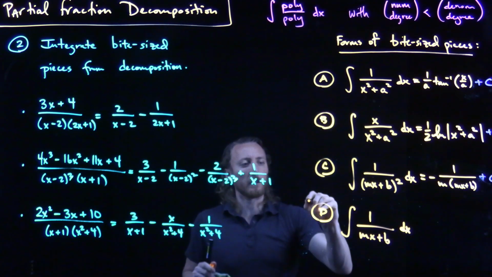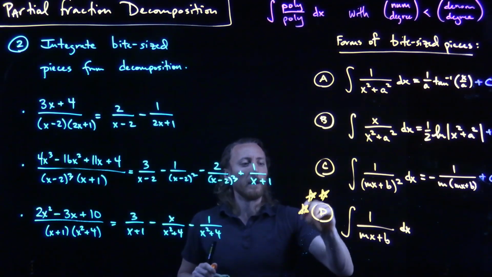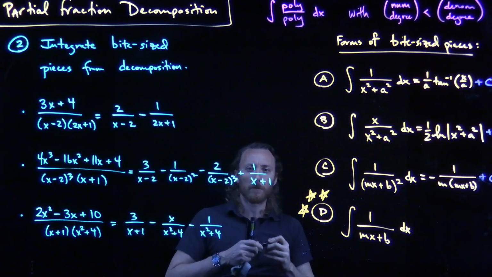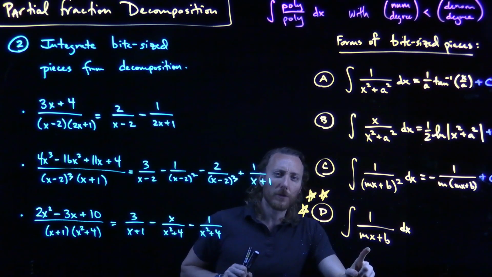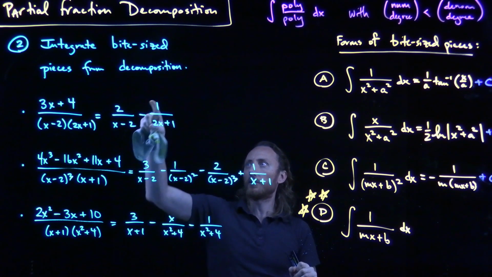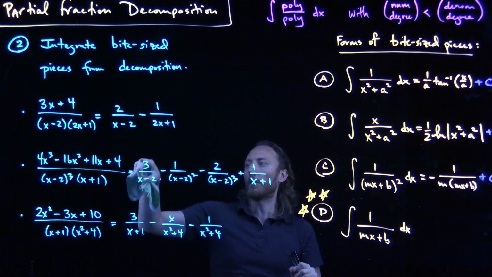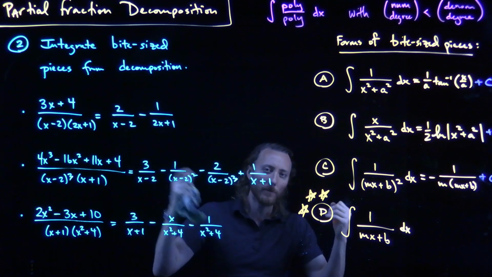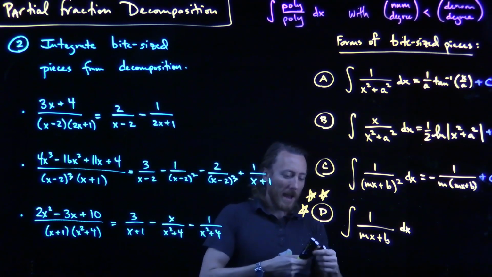I should put a star, or at least a couple stars by this, because this is the case that comes up almost always whenever you're dealing with partial fraction decomposition. What if you just have a degree 1 factor with a number upstairs, like 2 over x minus 2, or 1 over 2x plus 1, or 3 over x minus 2, or 3 over x minus 1? It's very prevalent. How do we deal with this?